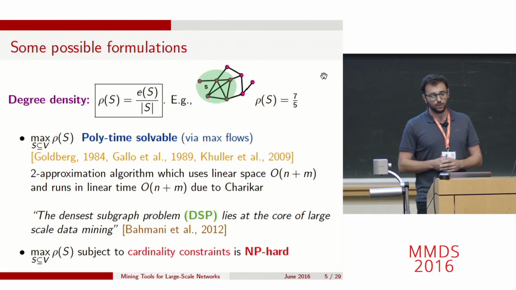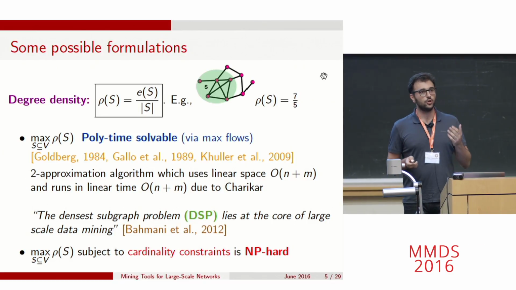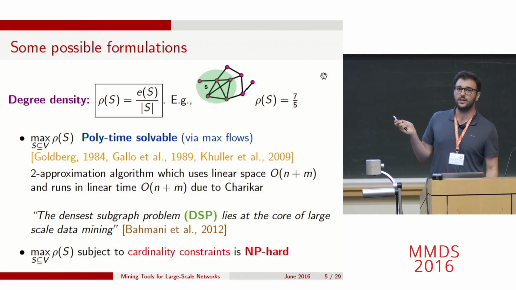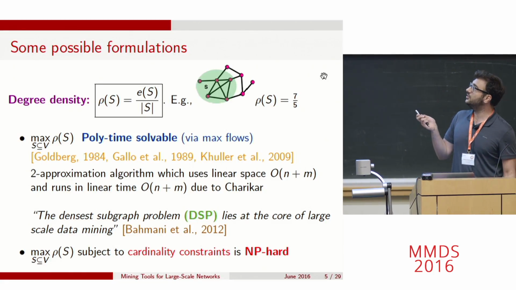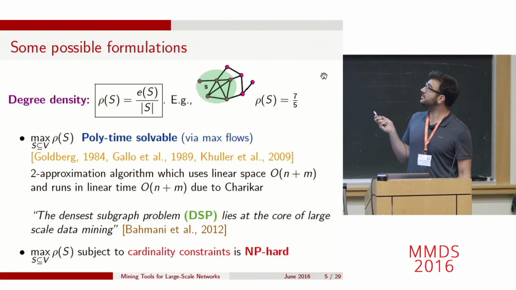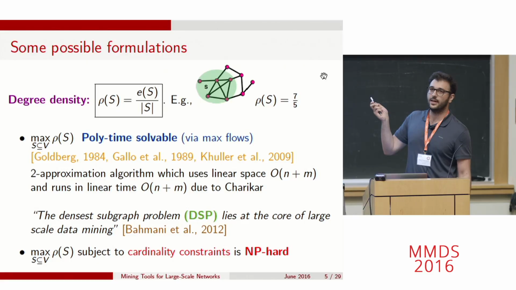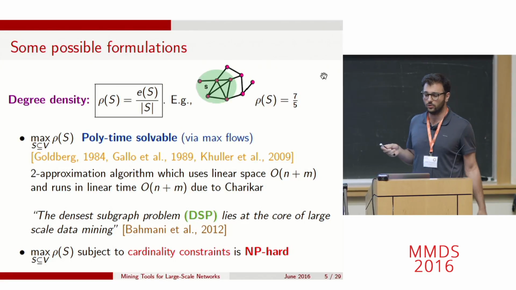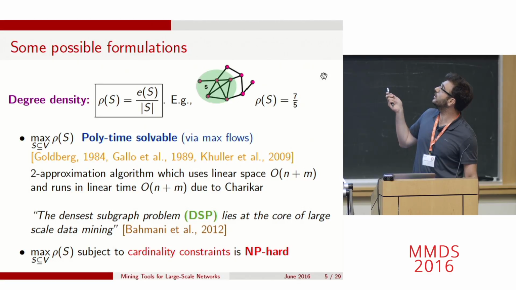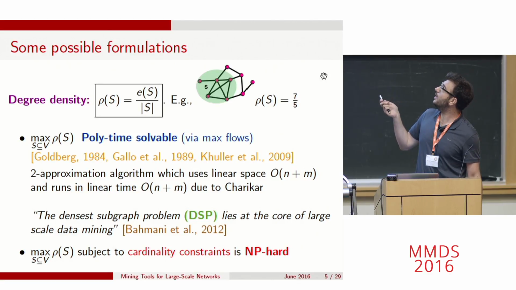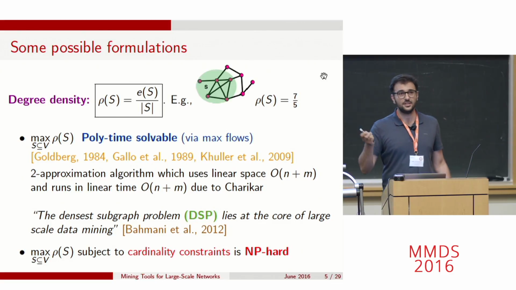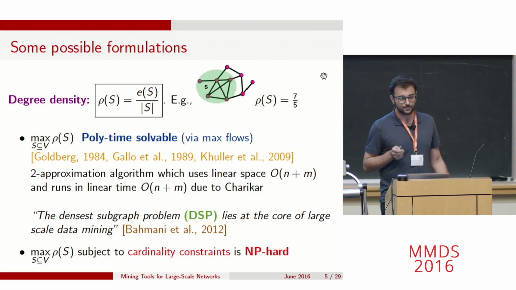So let's try another possible formulation. We're going to define the notion of degree density. So for a set of nodes S, we're going to define rho of S to be the number of edges induced by S divided by the cardinality of the set S. So for instance, if this is our toy graph and S is the green set of nodes, then we have 5 nodes inside here, so the denominator is 5, and we have 7 edges, 6 from the clique plus this one. So the density of this thing is 7 over 5.